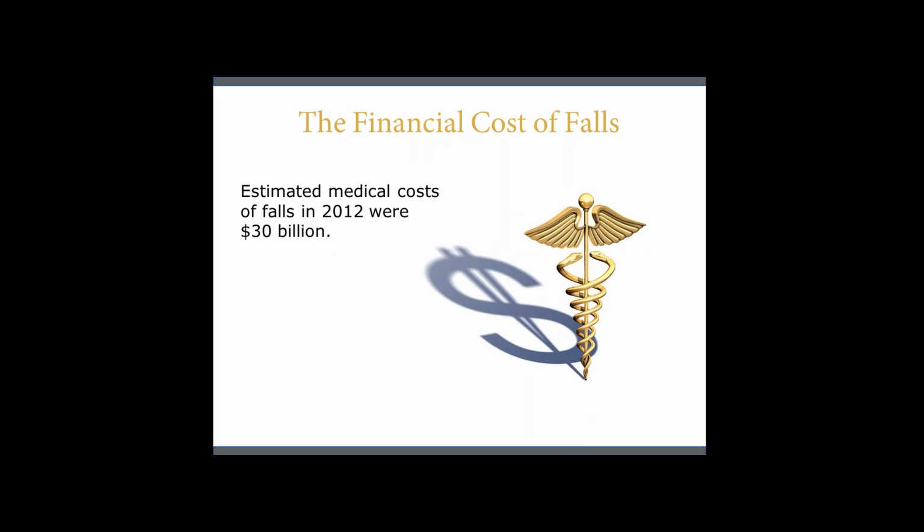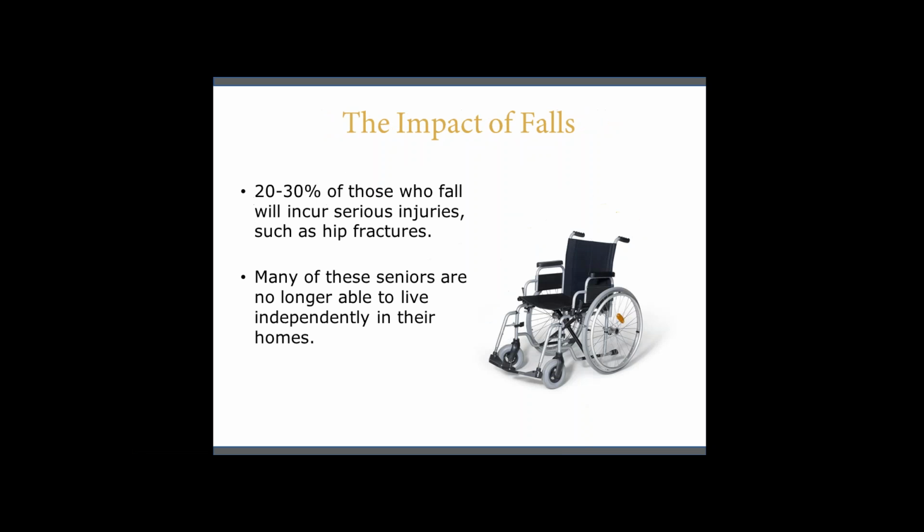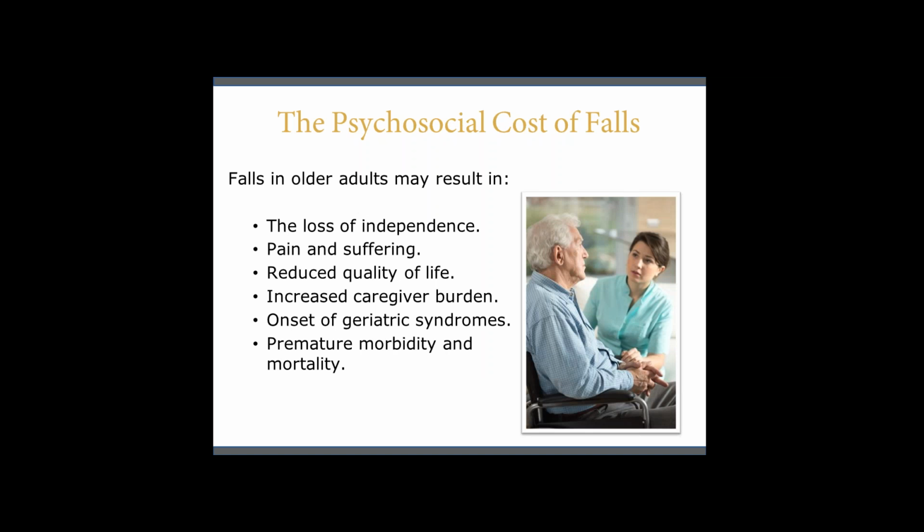So the financial cost of falls, we're looking at a huge cost, and we all know this because we all see these people that are having fractures, needing surgeries, getting traumatic brain injuries, unable to return home and live alone again, costing a lot of money and suffering a lot. Of those who are falling, about 20 to 30% will incur these serious injuries, such as hip fractures, traumatic brain injuries, that will prevent them from returning home and living alone again. So we really want to look at preventing the falls in order to improve the quality of life of our aging population and those that we love and care about.